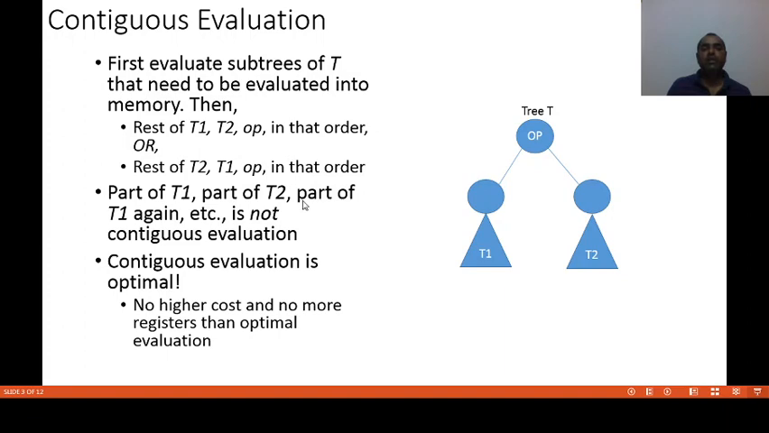It is not possible in contiguous evaluation that some part of T1 is evaluated, then some part of T2 is evaluated, then some part of T1 is evaluated, then some part of T2 is evaluated. This is not possible in contiguous evaluation. Contiguous evaluation is optimal. That means there is no higher cost and no more registers than optimal evaluation.